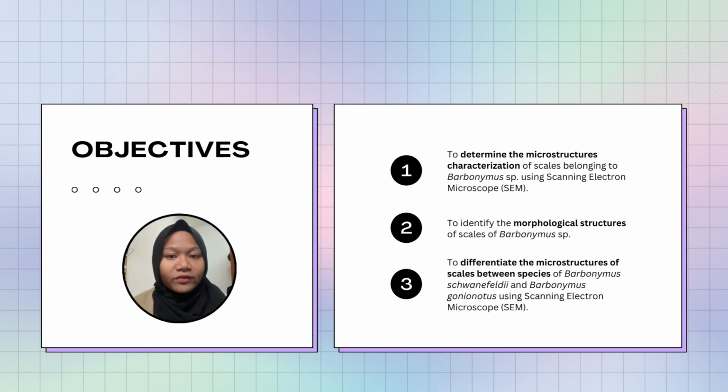The objective of this study is to determine the microstructure characterization of scales belonging to Barbonymus species using scanning electron microscope. The specific objectives are to identify the morphological structure of scales of Barbonymus species and to differentiate the microstructure of scales between species Barbonymus schwanenfeldii and Barbonymus gonionatus using scanning electron microscope.